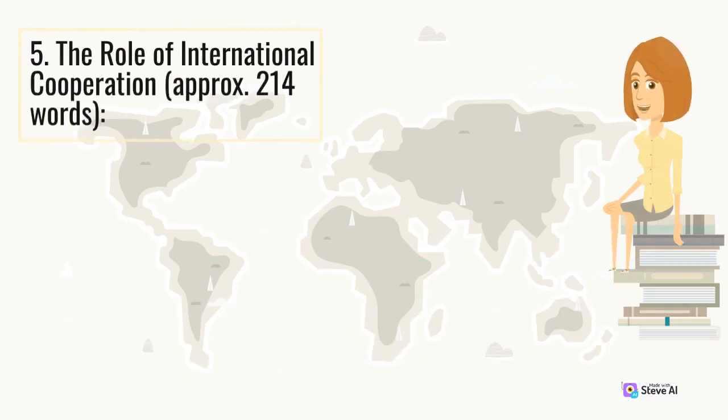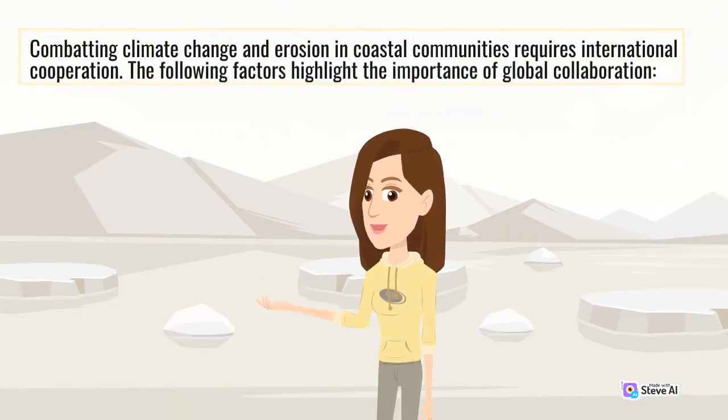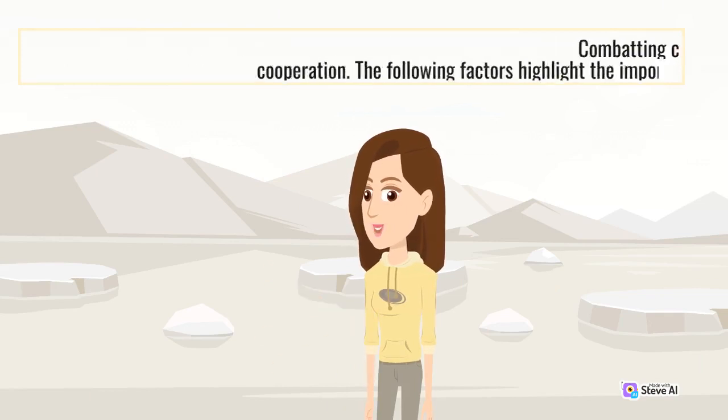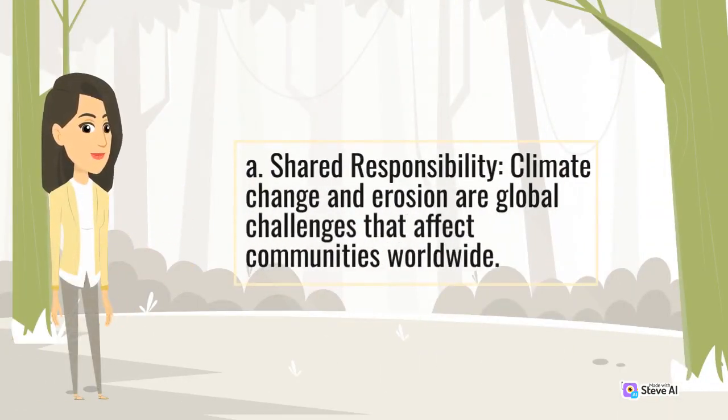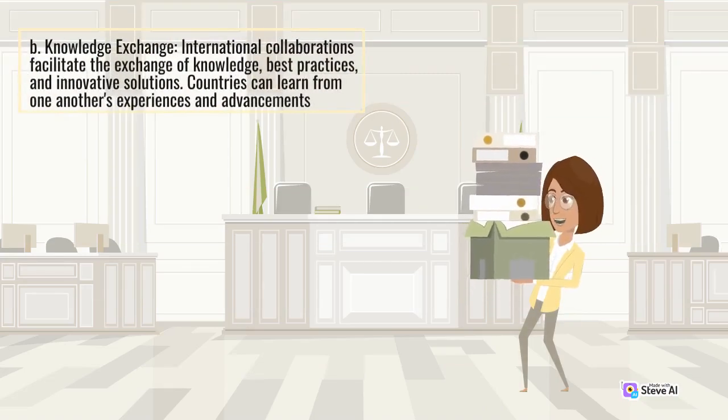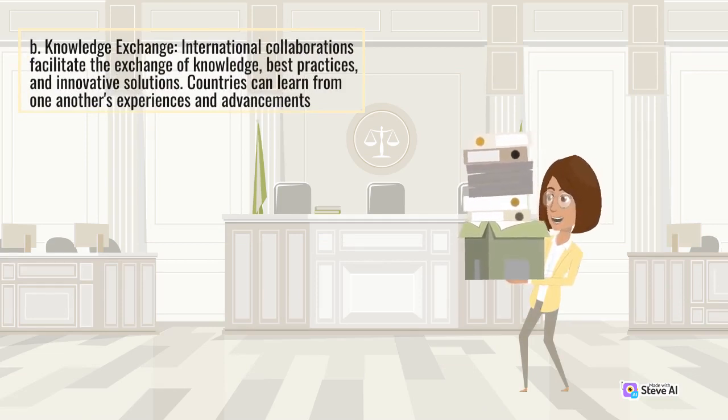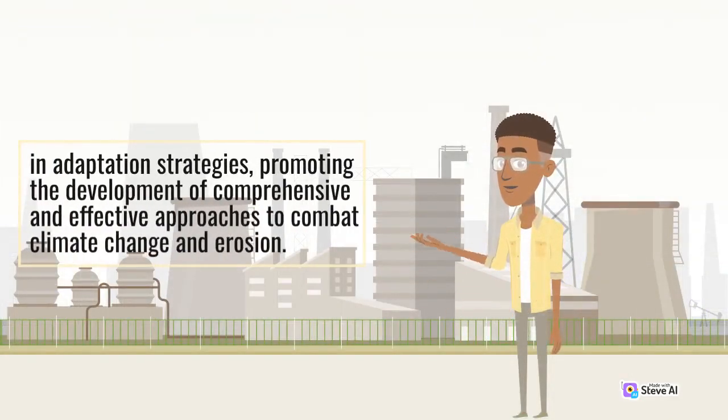5. The role of international cooperation. Combating climate change and erosion in coastal communities requires international cooperation. The following factors highlight the importance of global collaboration. A. Shared responsibility. Climate change and erosion are global challenges that affect communities worldwide. B. Knowledge exchange. International collaborations facilitate the exchange of knowledge, best practices, and innovative solutions. Countries can learn from one another's experiences and advancements in adaptation strategies, promoting the development of comprehensive and effective approaches to combat climate change and erosion.